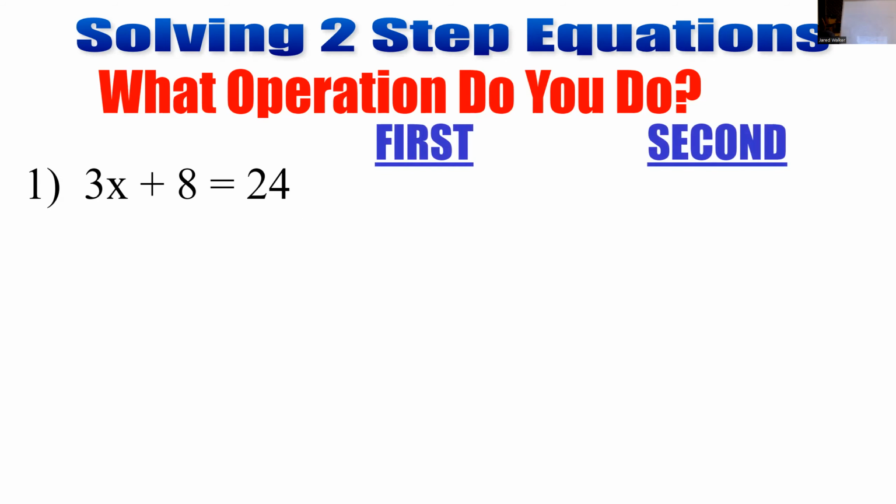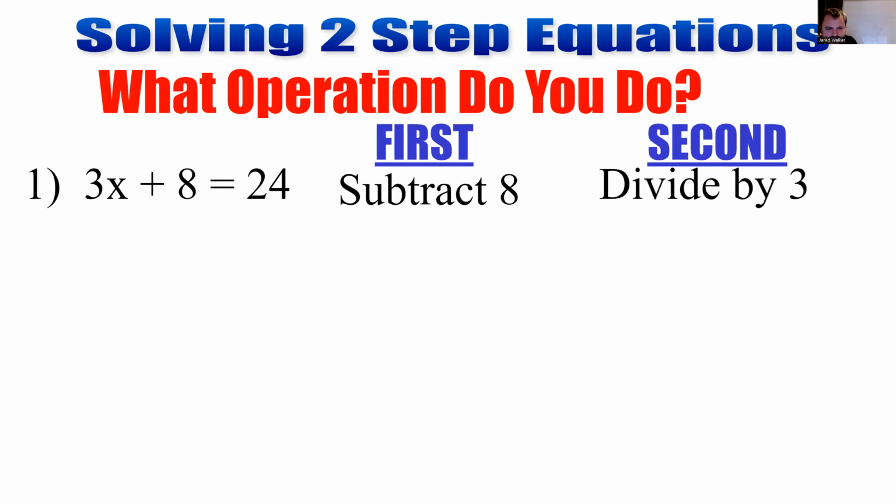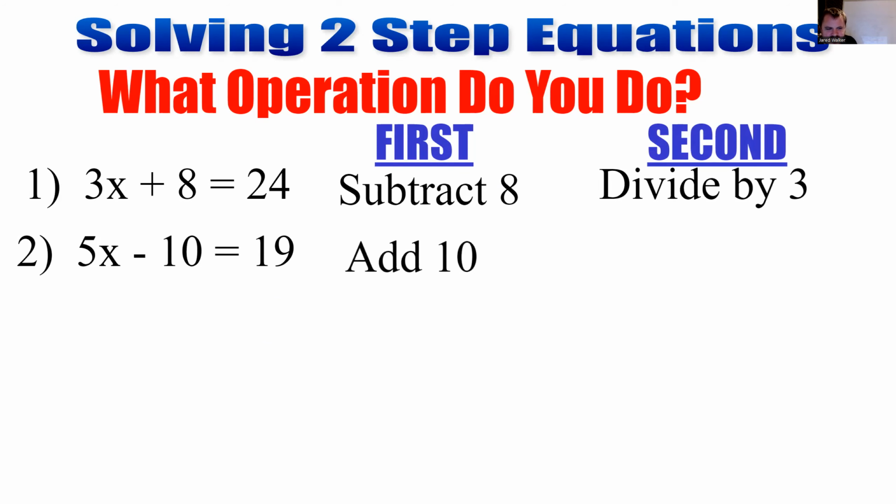Okay, so another way to look at this. Think in order of what we should do first. First, we will subtract 8. What do you do after that? You will divide by 3. What will we do first for this one? Add 10. What will we do after we add 10? Divide by 5. All right, are you seeing this? You just look at what this was doing and do the opposite of that.